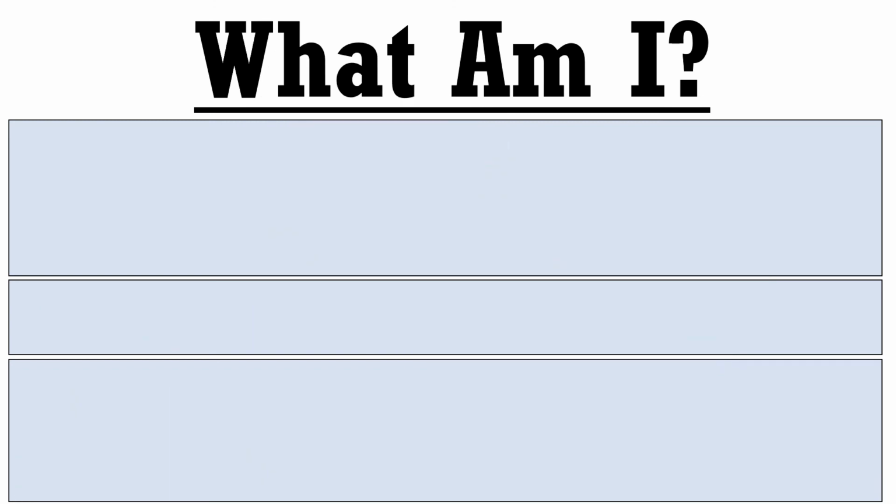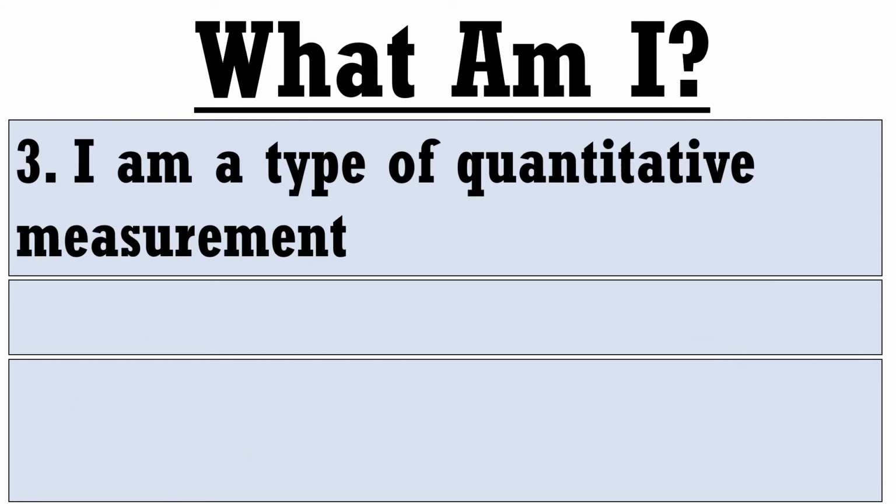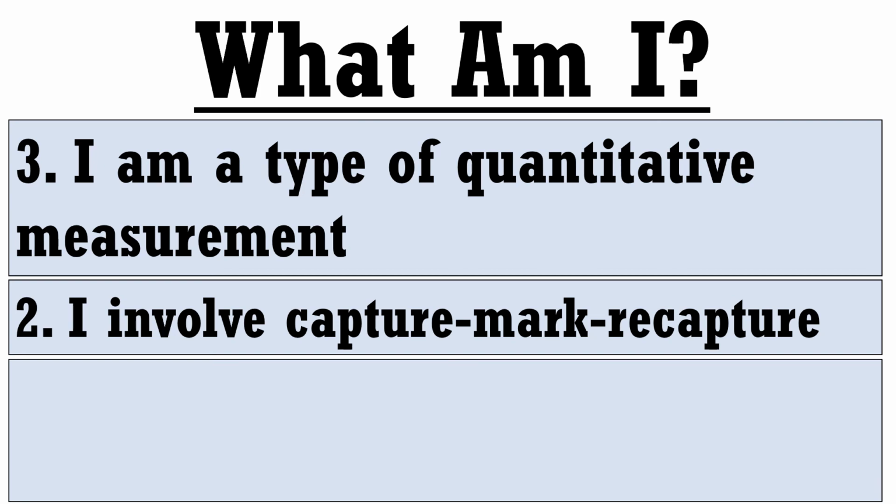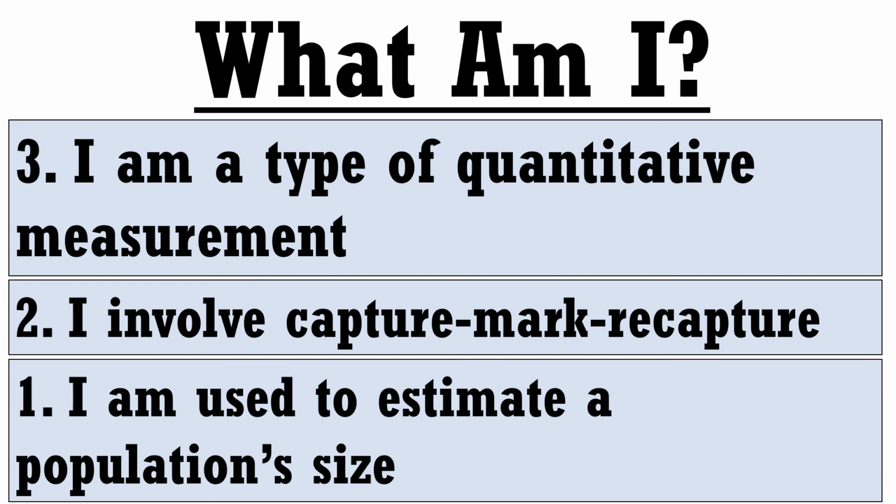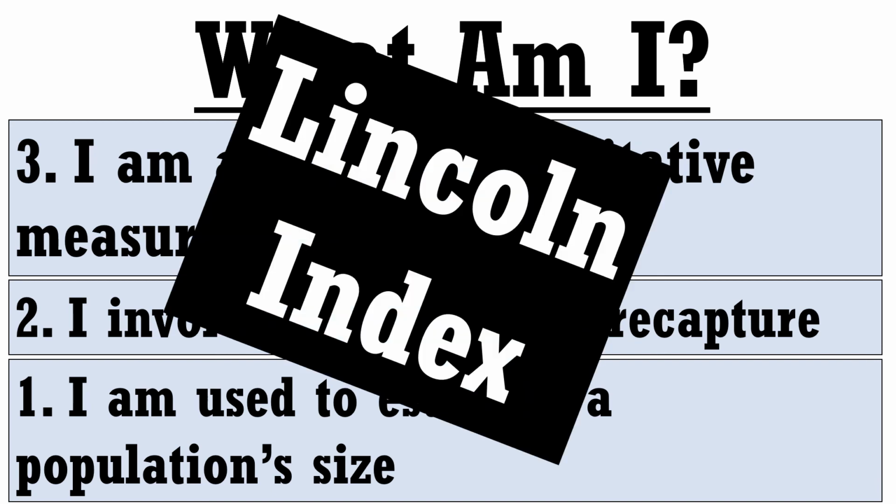And next, for 3 points, I'm a type of quantitative measurement. The point of this is to get you thinking. We study quantitative measurements. What are the different ones that we learned about? We had Trent Biotic and density and things like that. 2 points, I involve capture, mark, recapture. For 1 point, I'm used to estimate a population's size. Correct answer, Lincoln Index.